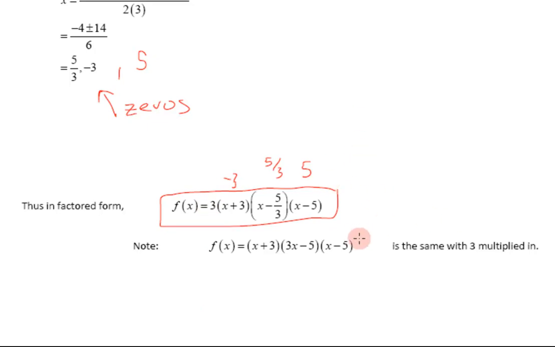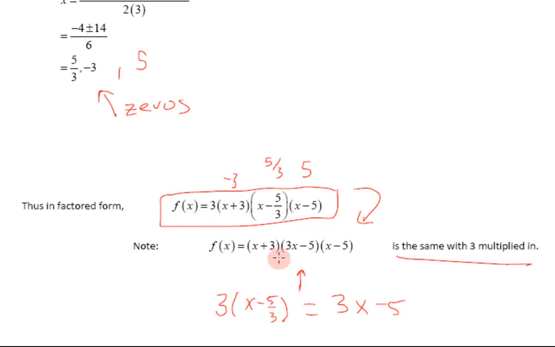Alright, look at my second one down here though. This is the same answer. But where is the 3? It's multiplied in here. Right there it is. See? What's 3 times x minus 5/3? Well, it's 3x. 3 times 5/3, the 3's cancel, minus 5. Right? So I've taken that leading coefficient and multiplied it in there. This is also correct. It also shows all three zeros, right? Negative 3. 5/3 is the 0. If you put 5/3 in there, you get 0. And x equals 5. So either way is correct with that coefficient in here.